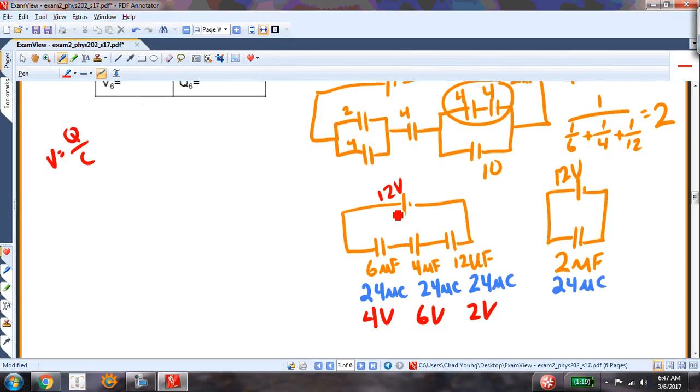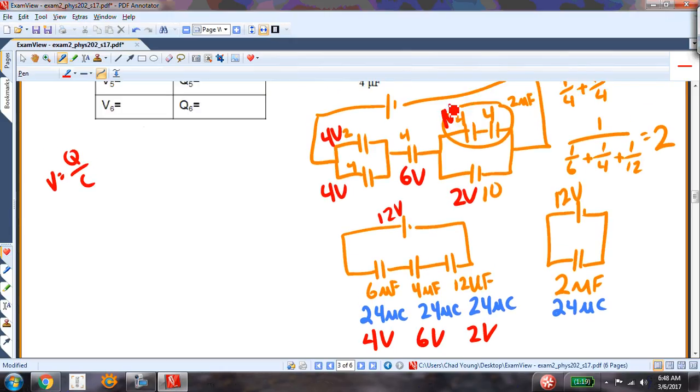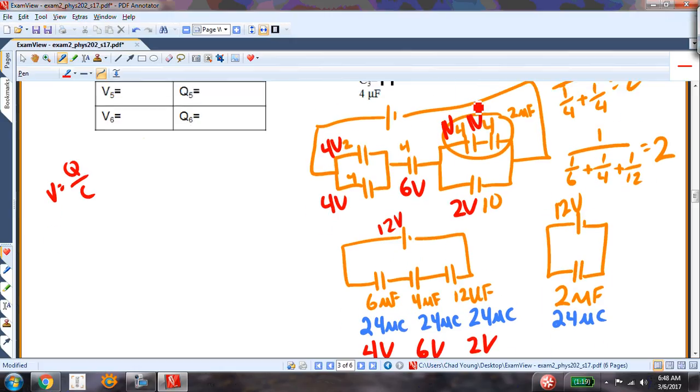So now I can begin to distribute these. I now have 6 volts here. These two are in parallel, so they're both going to have 4 volts and 4 volts. This one's going to have 2 volts. And these two are in series, but they're identical, so it splits that voltage identically. So that's it. That's the answers.